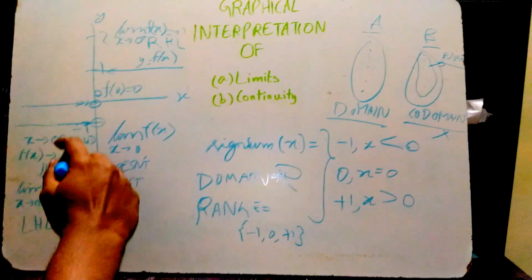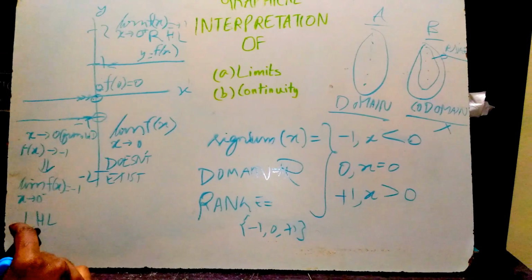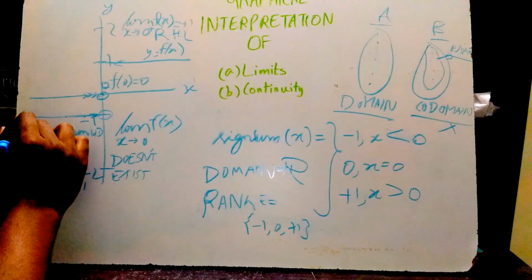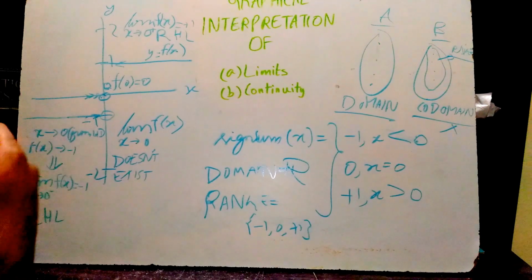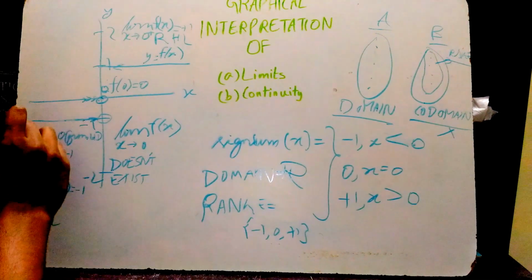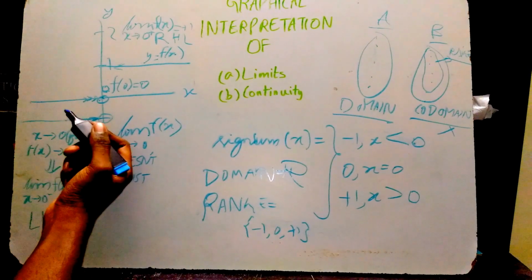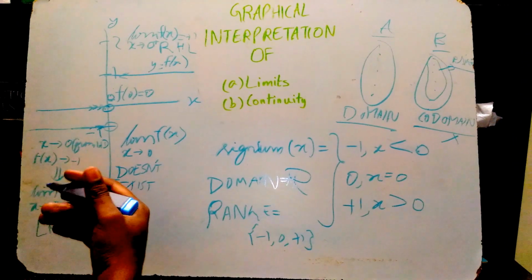Also, if you notice, all the three values, LHL, RHL and the functional value, aren't equal to each other. So I had told you that we had to lift our pen twice, right? So basically in literal terms we say the function is not continuous, the curve is not continuous. So that is the literal meaning of continuity in mathematics as well.